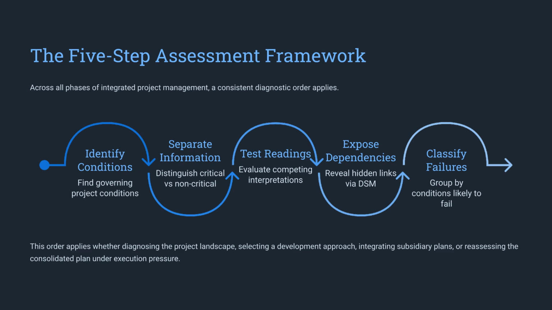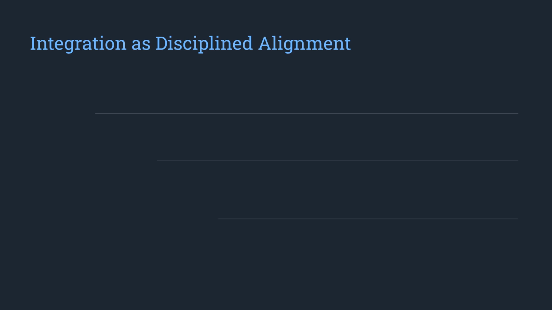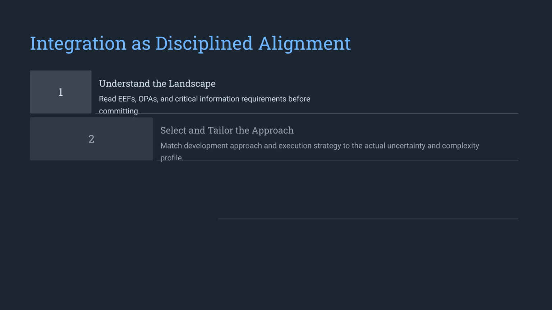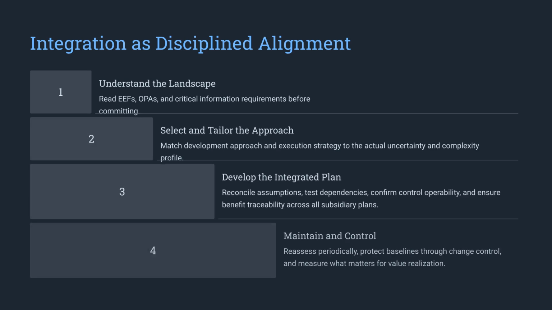Across the whole process, use a consistent 5-step assessment sequence. Identify governing conditions, separate critical information, test competing readings, expose dependencies, and classify the failure conditions most likely to undermine the project. Integrated project management follows 4 connected responsibilities: understand the landscape, select and tailor the approach, develop the integrated plan, and maintain and control it through reassessment, change control, and meaningful measurement.